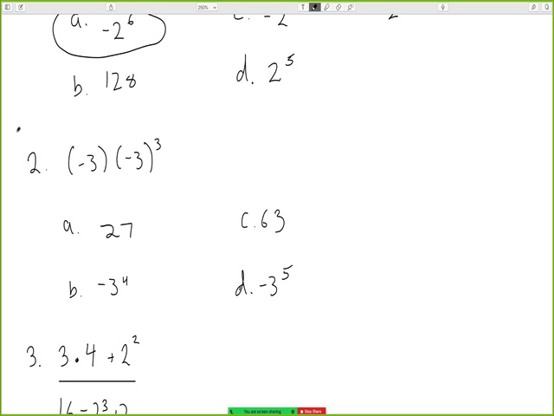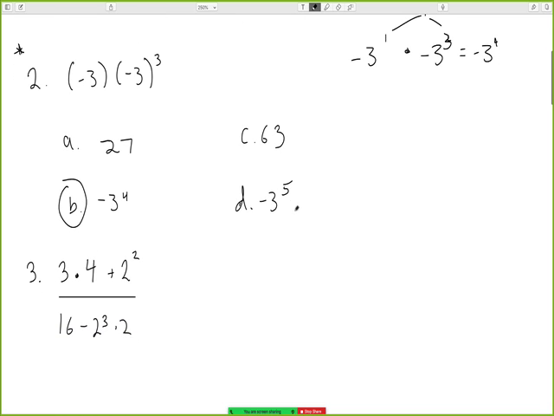Alright, Dylan, what would the answer be? -3 to the 4th. Good. That would be B, because you take -3 to the first, and we're really multiplying it with -3 to the third. And when you multiply exponents that have the same base, you just add the exponents. So it's really 1 plus 3, and that would be -3 to the 4th power.